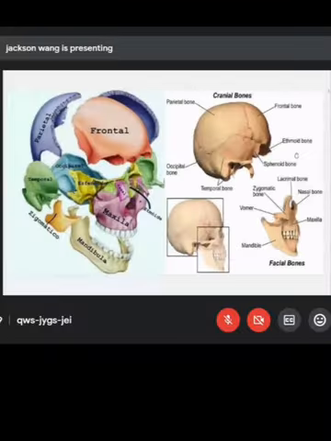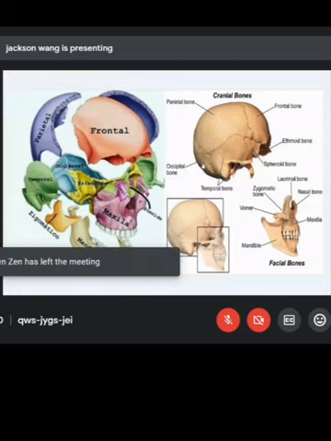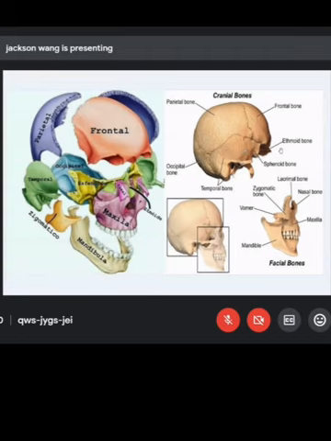So for the skull, it is divided into parts. So we have the cranial bones and the facial bones. So the cranial bones is composed by the frontal bone, ou bien l'os frontal en français, parietal bone, l'os pariétal, occipital bone, l'os occipital, temporal bone, l'os temporal, ethmoid bone, l'ethmoïde, sphenoid bone, le sphénoïde.